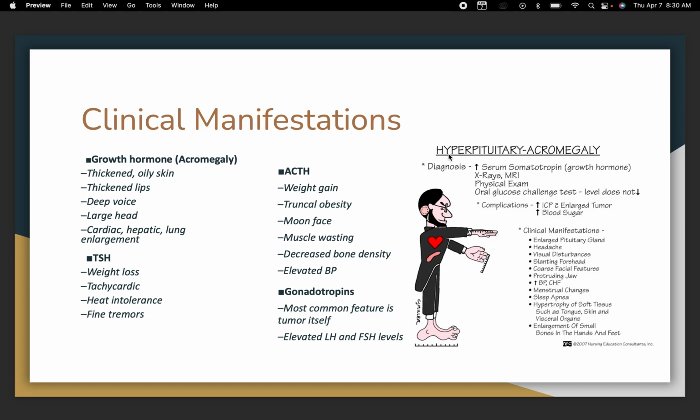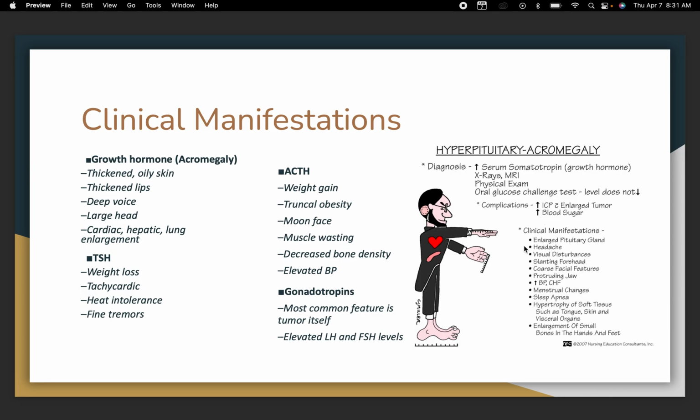So complications from this hyperpituitary acromegaly, so this is too much human growth hormone. Some complications would be increased intracranial pressure and an enlarged tumor. Obviously, if you've got a big tumor growing in your head, there's not a lot of room for it with your brain inside your skull, so it can cause increased intracranial pressure, and it can also cause increased blood sugar because your adrenals are affected.